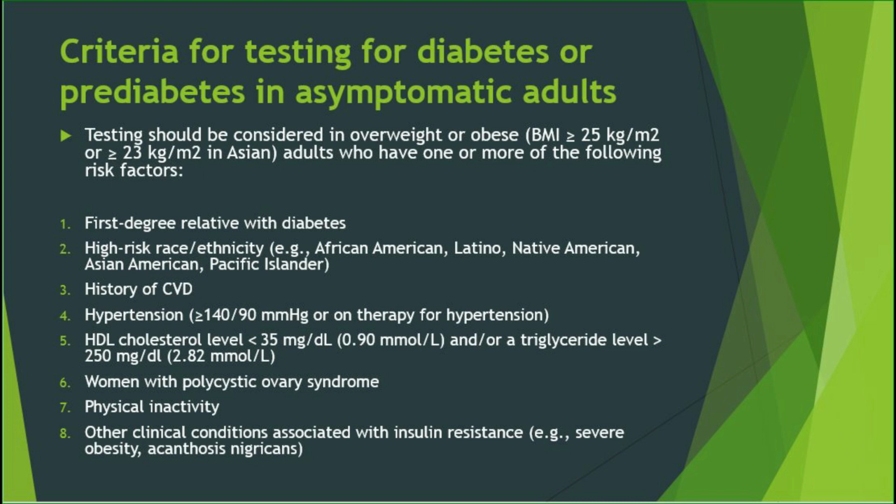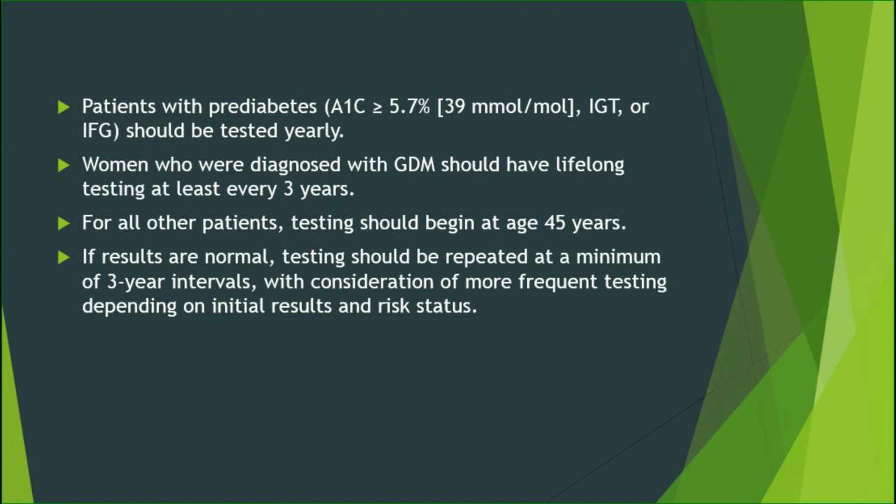If someone has history of cardiovascular disease, if someone has hypertension, dyslipidemia, if any woman had or has polycystic ovarian syndrome, if anyone is physically inactive, and if someone has some features of insulin resistance like acanthosis nigricans, and all patients with pre-diabetic status, those who are already diagnosed as pre-diabetic, they should always go for diabetes checkup yearly. And women who were previously diagnosed with gestational diabetes mellitus, they should always go for blood sugar testing.